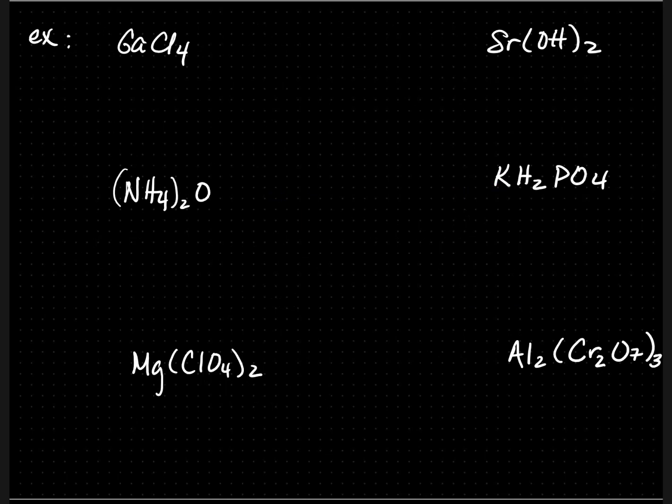So GaCl4. Ga is a metal in the boron family. It is gallium. So we write the name as is. Cl is a nonmetal. It is chlorine. We drop the ending and add ide. So it's gallium chloride. We ignore the subscripts.